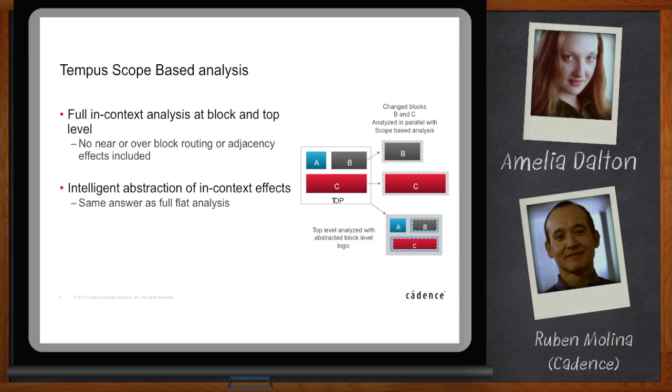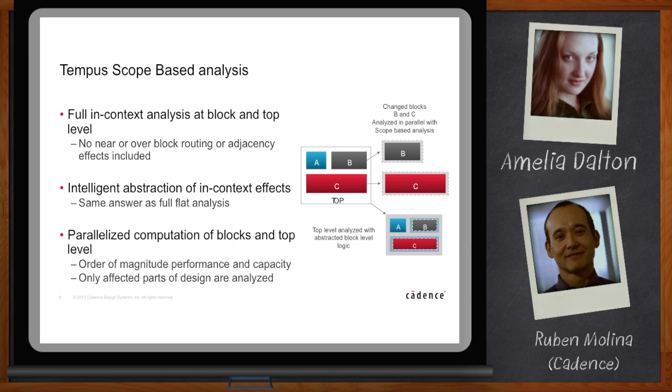So what we've done for you, Amelia, is create the scope-based analysis where now you tell Tempest, I want to analyze just this block, and I want to do it in the context of the entire chip. So what happens is Tempest abstracts just that block logic and all the logic that that block communicates to at the top level. And this is where we talk about abstract and conquer. So now instead of running on 100 million instances, it's a million cells that you've changed, plus whatever this block communicates to, which could be a few million additional cells.